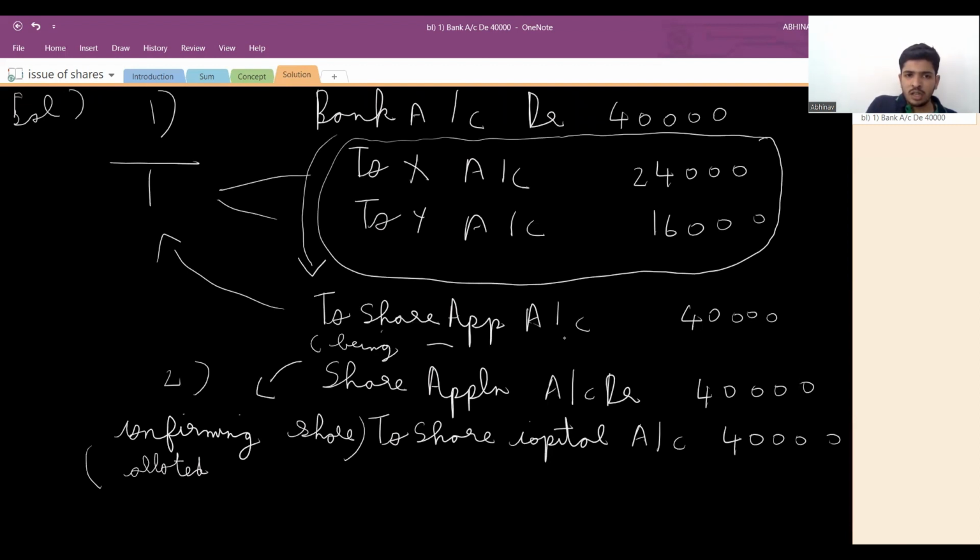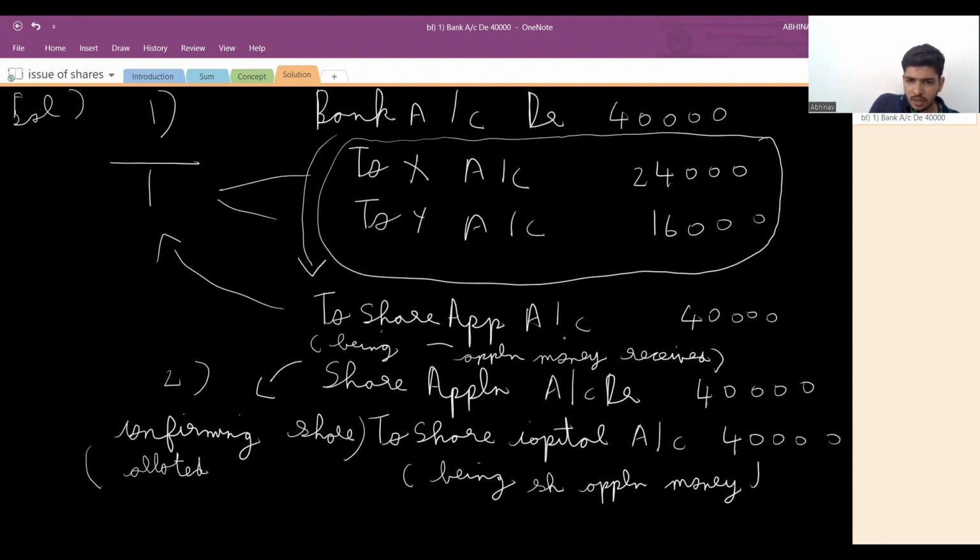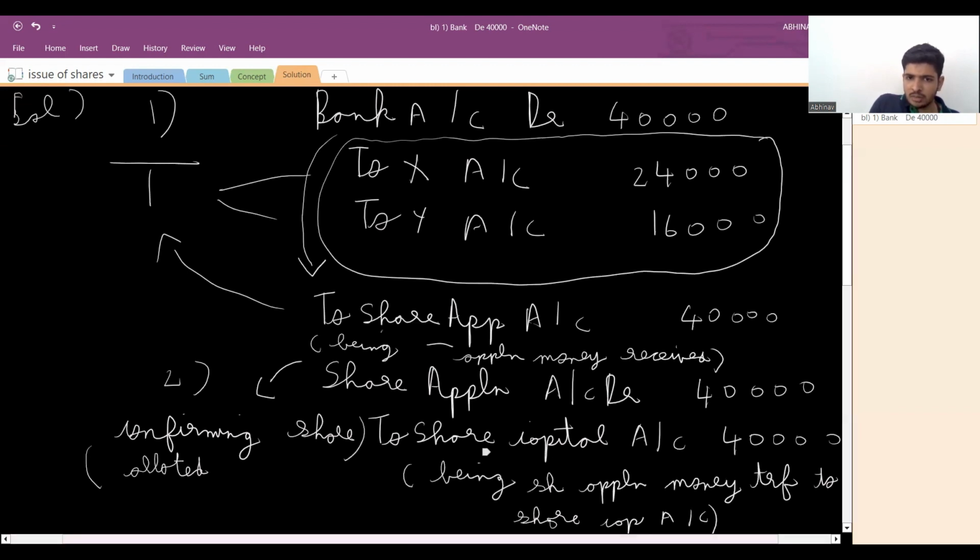Being, for the first entry, being application money received. Second entry, being share application money transferred to share capital account. Whenever share capital comes, that means it is the owner's account. You become the owner of the business. That's what share capital account actually means.